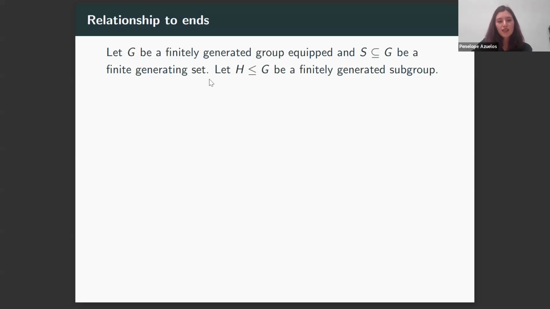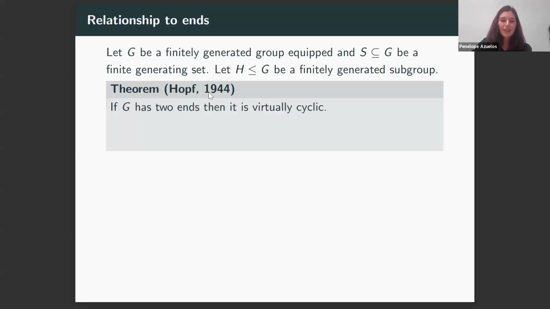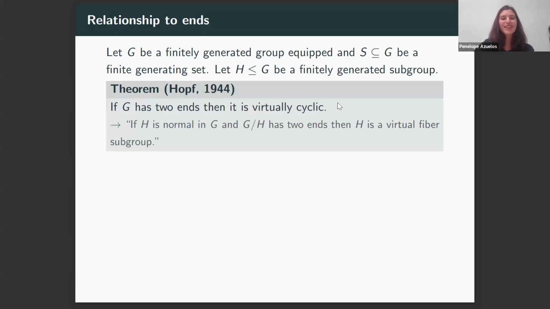And the first result is very classical, and you probably know it. It's Hopf in '44, and he proved essentially, as he introduced the notion of ends for finitely generated groups, that two-ended groups are virtually cyclic. And you can rephrase this as a theorem about virtual fiber subgroups like this: if H is not only finitely generated, but normal, and the quotient is a two-ended group, then H is a virtual fiber subgroup.